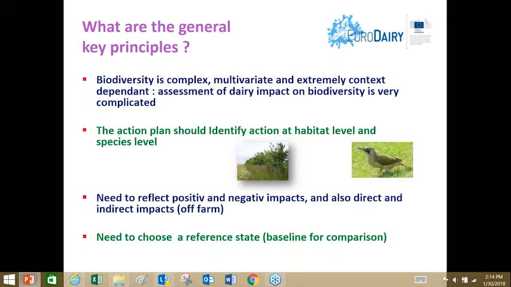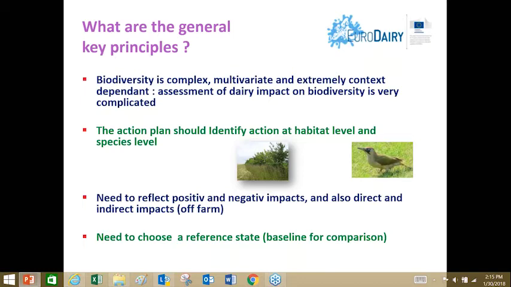The second key principle is that the action plan, or what we can also call the level of action, should identify action at the same time at habitat level and species level. And I'm going to explain that in detail later in my presentation. The third key principle is also that we need to reflect positive and negative impacts on the farm to try and make sure that you can correct when it's possible. And also you have to reflect direct and indirect impacts of the farm.